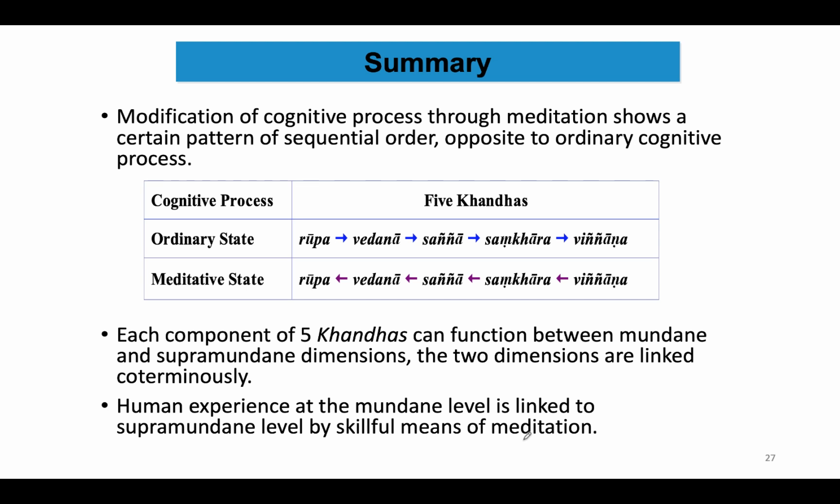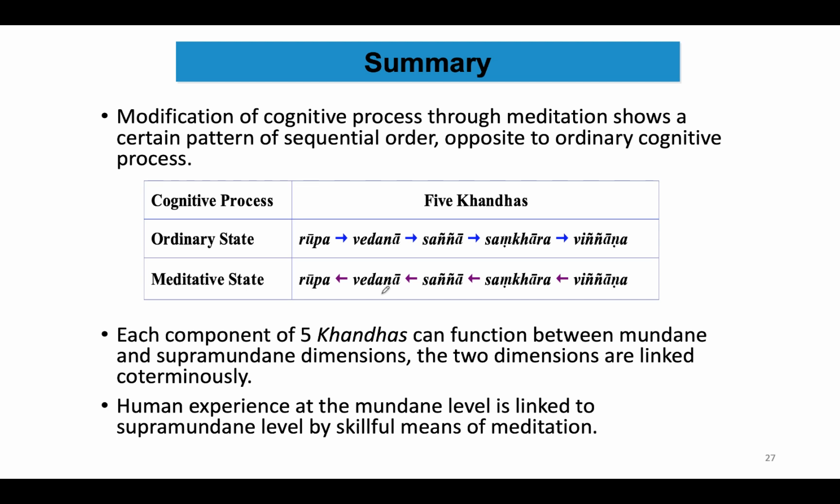Modification of a cognitive process through meditation shows a certain pattern of a sequential order opposite to ordinary cognitive process. So when you look at this table, in the ordinary state, cognitive process starts from rupa to vedana to sanya to samkhara to vinnana. But when practitioners engage in meditation, they cut off this routine mode of cognitive process: cut off vinnana, cut off samkhara, cut off sanya, cut off vedana, therefore shortening the cognitive process.